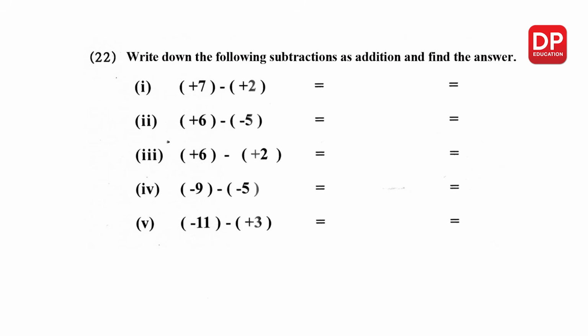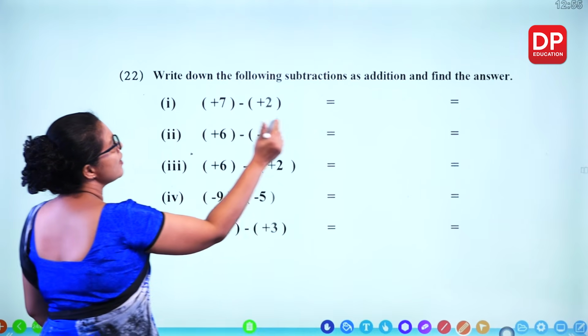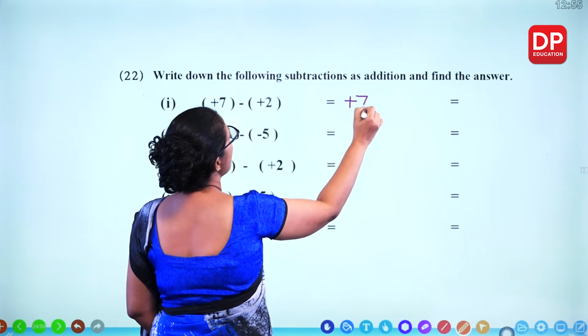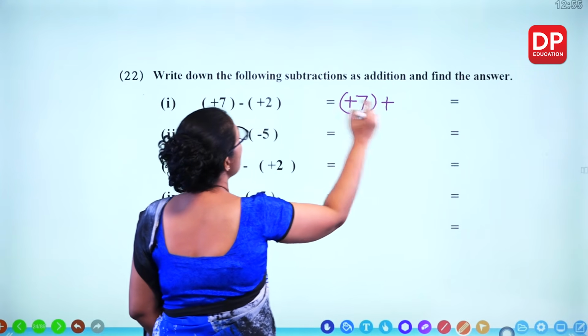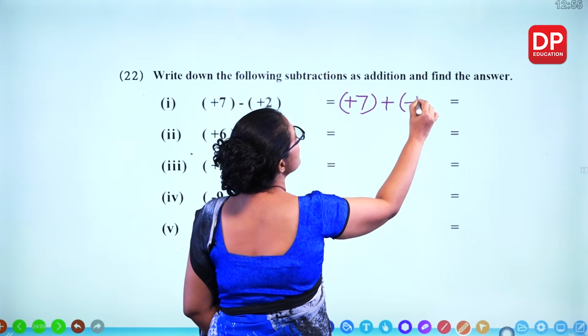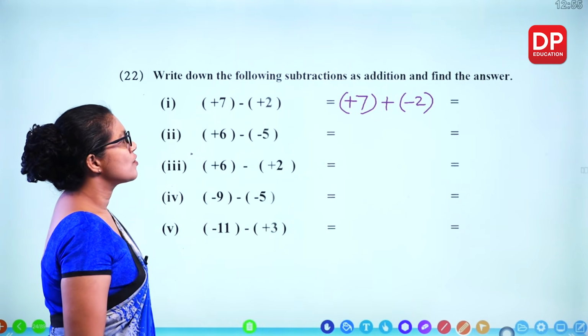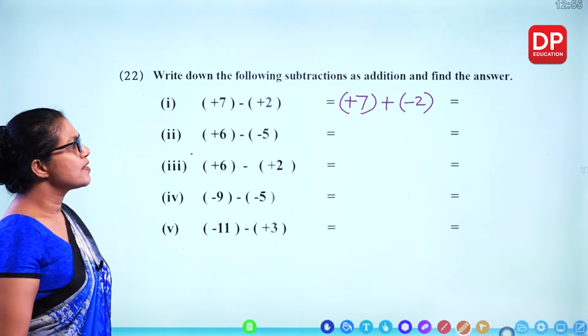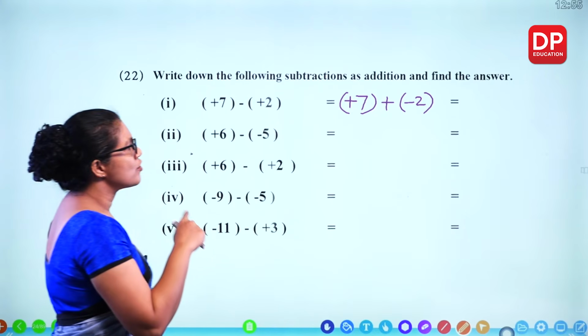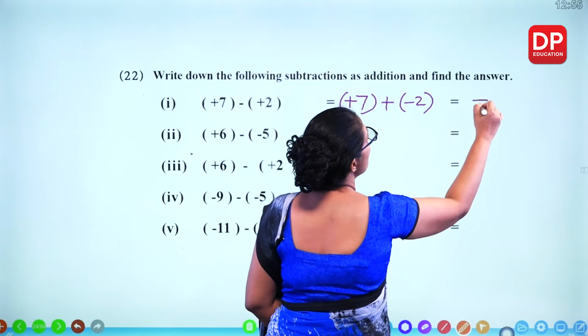Write down the following subtractions as addition of additive inverse and find the answer. Now how can I write this question? Plus 7, I can write plus of minus 2. Adding these two numbers, so what we can do? 7 and subtract 2. You get plus 5.